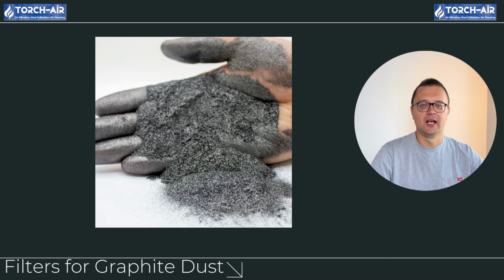5. Baghouse dust collectors. Baghouse filters use fabric filter bags to capture dust particles. They're commonly used in large-scale industrial settings where heavy dust loads are present. For graphite dust, these systems often incorporate reverse pulse jet cleaning, which periodically blows air back through the bags to dislodge collected dust. While baghouse collectors are effective, they need to be carefully maintained to prevent buildup of fine dust like graphite, which can compromise the system's efficiency.